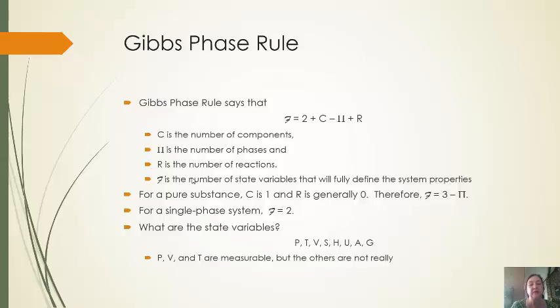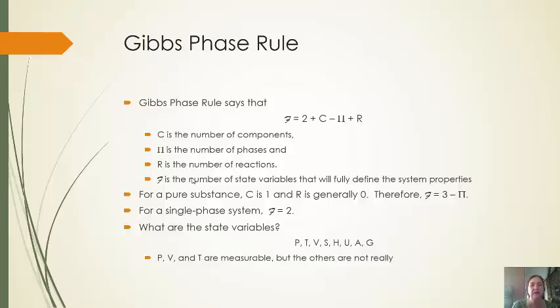Okay, so in a single phase system, pi is 1, so degrees of freedom is 2, and we must define two state variables. As you increase the number of phases, degrees of freedom goes down, and there's less and less to specify. So in this lesson, we're going to be looking at what happens for that single-phase system. In the next module, we'll be looking at two-phase systems.